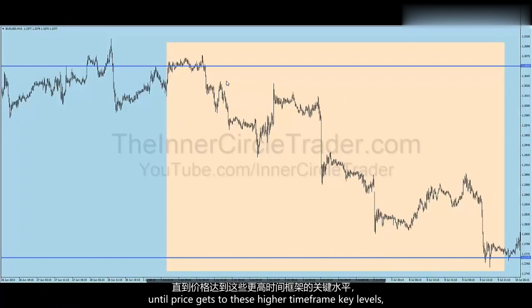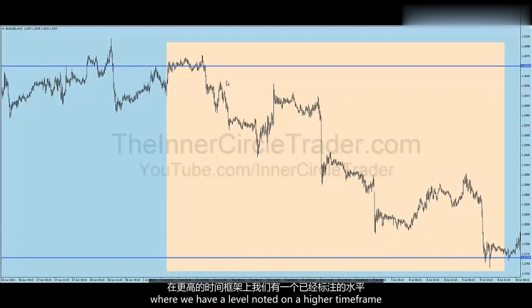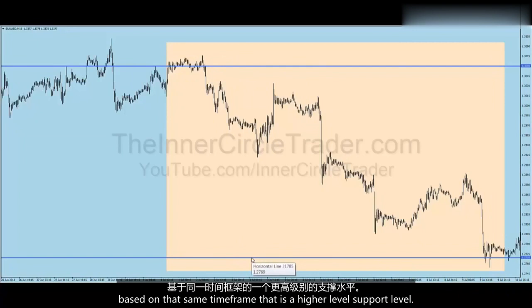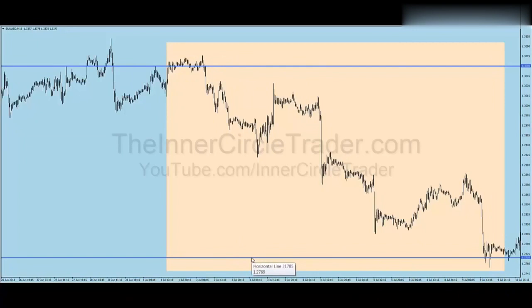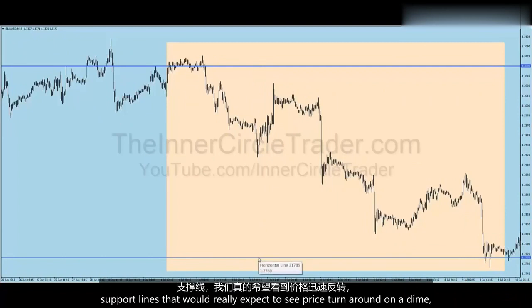price gets to these higher time frame key levels, you aren't going to see institutional sponsorship behind the moves, unless you find a move like we're describing here, where we have a level noted on a higher time frame and another level based on that same time frame that is a higher level support level. So between these two levels here, we don't have a whole lot in terms of higher time frame support lines that would really expect to see price turn around on a dime.